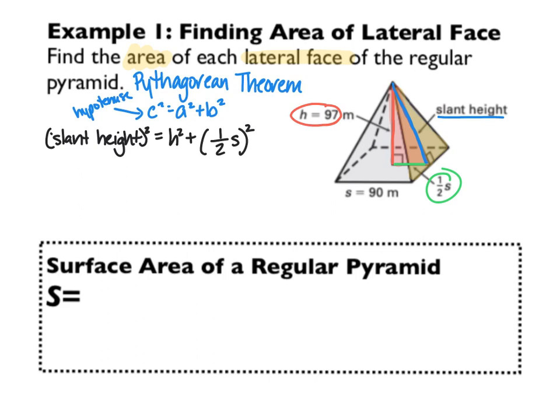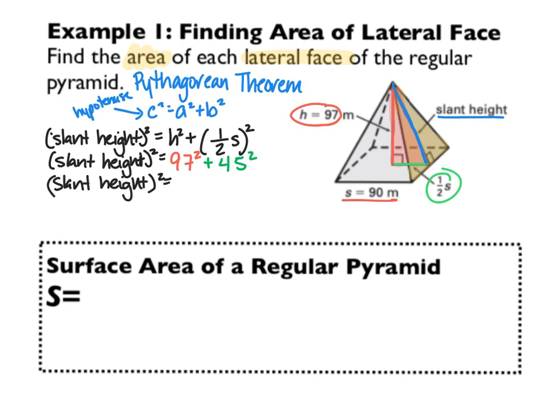Now we just substitute in what we know. We don't know the slant height yet. That's what we're looking for. But we do know that the height is 97. And we do know that the side is 90. So 1/2 of the side is going to be 45. And from here we can just simplify. The slant height squared is going to equal 11,434. We have to square root both sides to get rid of the exponent of 2. So the slant height is equal to 106.93.